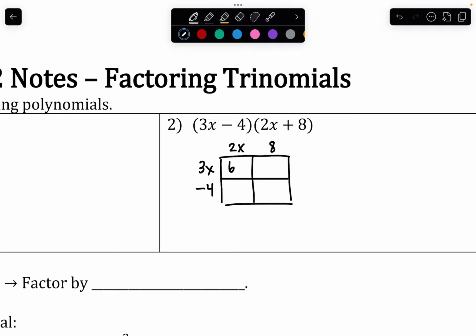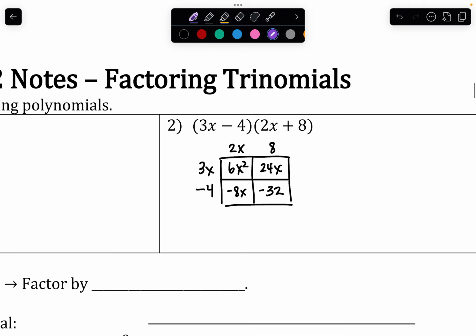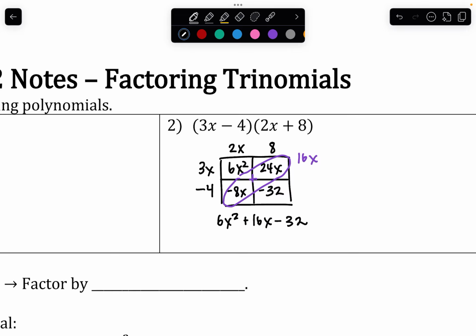3 times 2 is 6. X times x is x squared. 3x times 8 is 24x. Negative 4 times 2x is negative 8x. Negative 4 times 8 is negative 32. My like terms are negative 8x plus 24x, which would give me 16x. And so my final answer is 6x squared plus 16x minus 32.